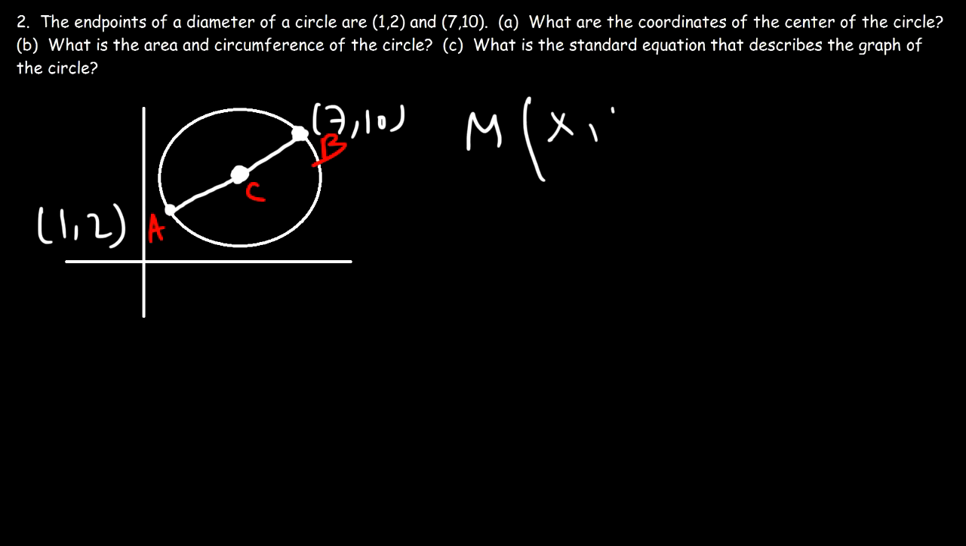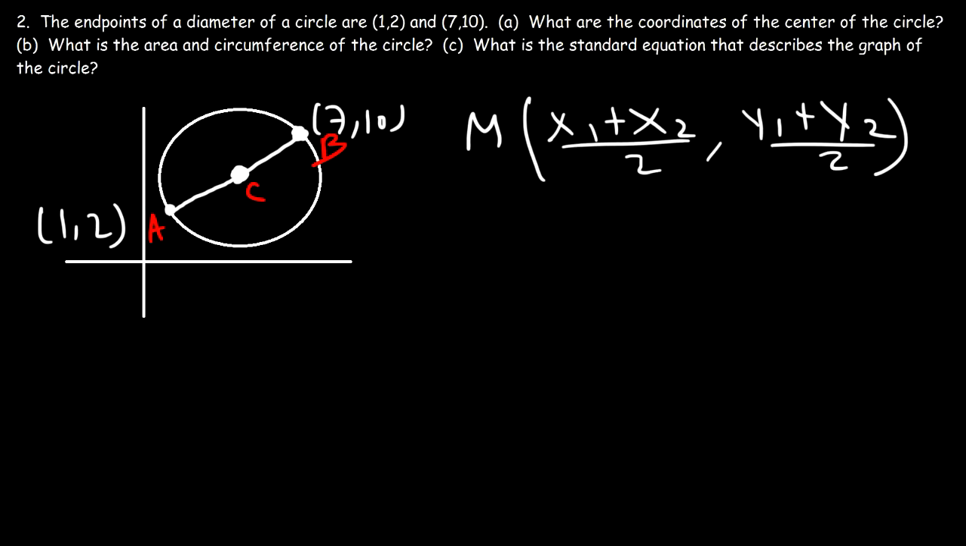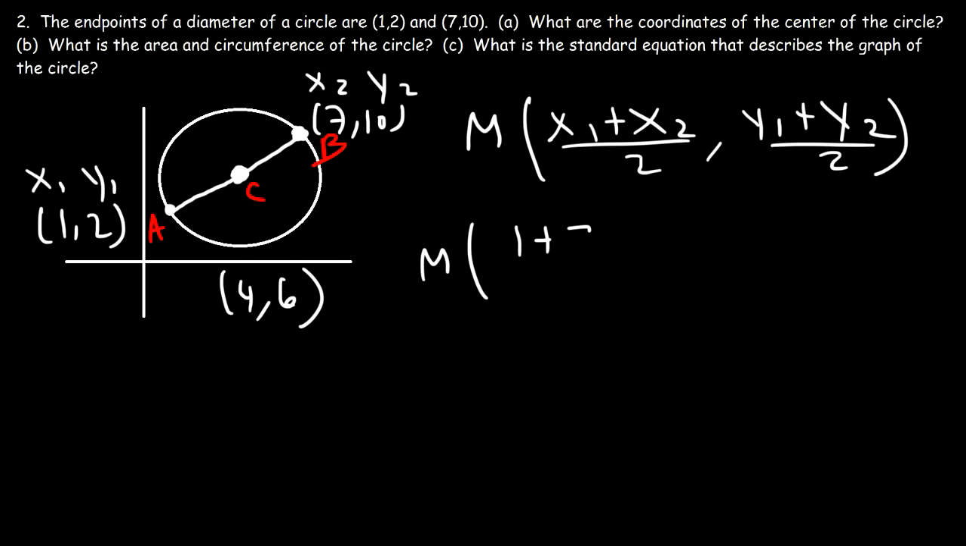And the midpoint formula is the average of the x values, and the y coordinate will be the average of the y values. So let's call this x1 and y1, and this is going to be x2 and y2. So we need to average 1 and 7. The midpoint of 1 and 7 is 4. And the midpoint of 2 and 10, the middle number is 6. So the center should be (4, 6). But if you want to use the formula, it's going to be (1 + 7)/2. And for the y values, (2 + 10)/2.